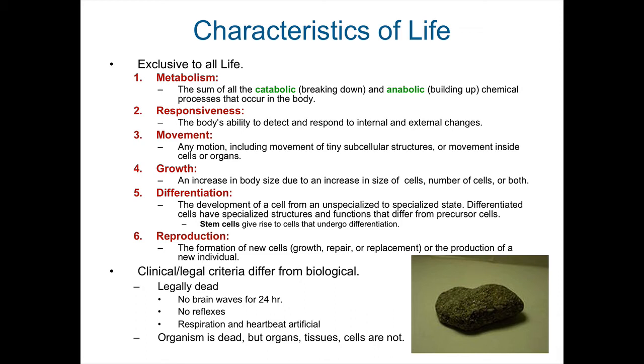The next property, or the fifth property of life, is differentiation. Differentiation is what happens when two cells, the egg and the sperm, combine and form a zygote, and then 40 weeks later you have a human being. That change from an unspecialized cell to a specialized cell is called differentiation. An undifferentiated cell is usually called a stem cell. So a stem cell can differentiate or morph into a more specialized form.